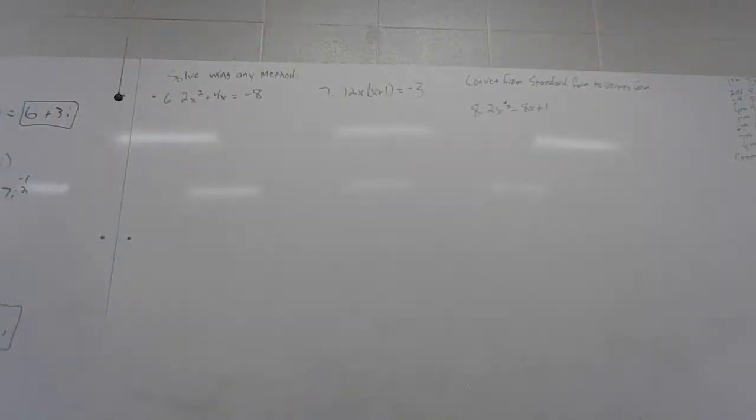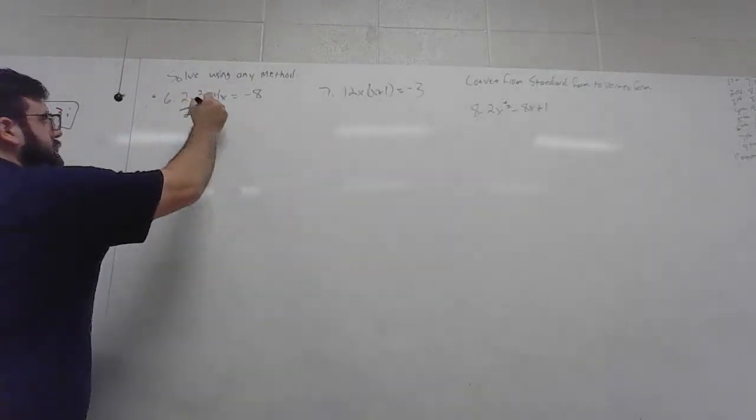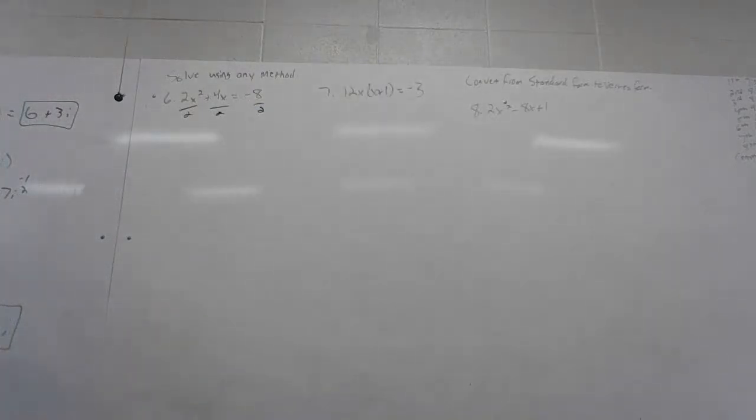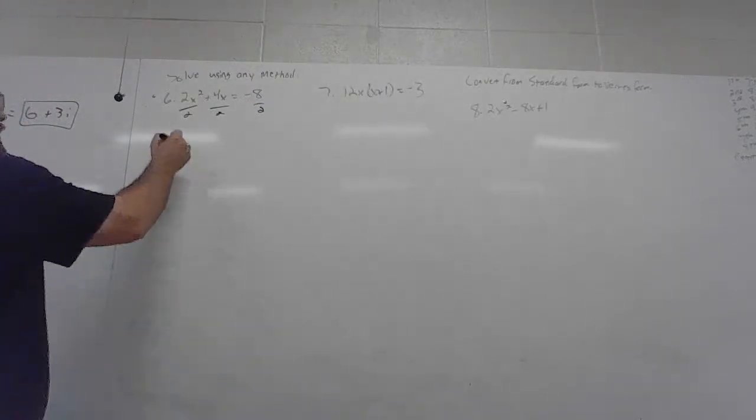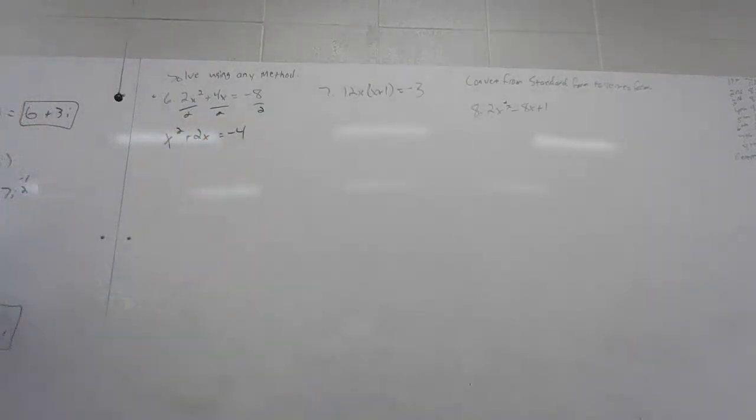All right, so again, the first step in completing the square is, if your a is not 1, then you need to divide by a. So here I'm going to divide everything by 2. This by 2, this by 2, this by 2. So that's x squared plus 2x equals negative 4. Now I can go ahead and complete the square.